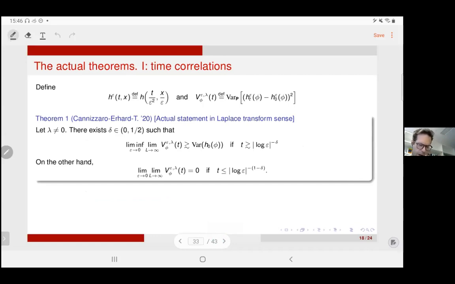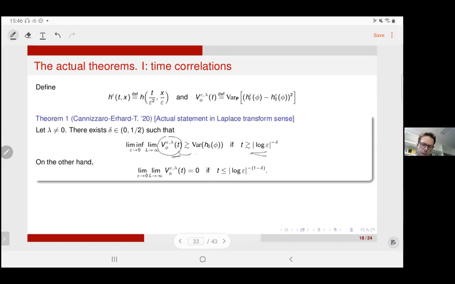A closer approximation to our actual theorem is as follows: as soon as lambda is not zero, then this variance is macroscopically positive already for times of order one over log epsilon to the power delta. For such small times, for the linear equation, this quantity would be just zero. Up to that time, nothing has happened for the linear equation.